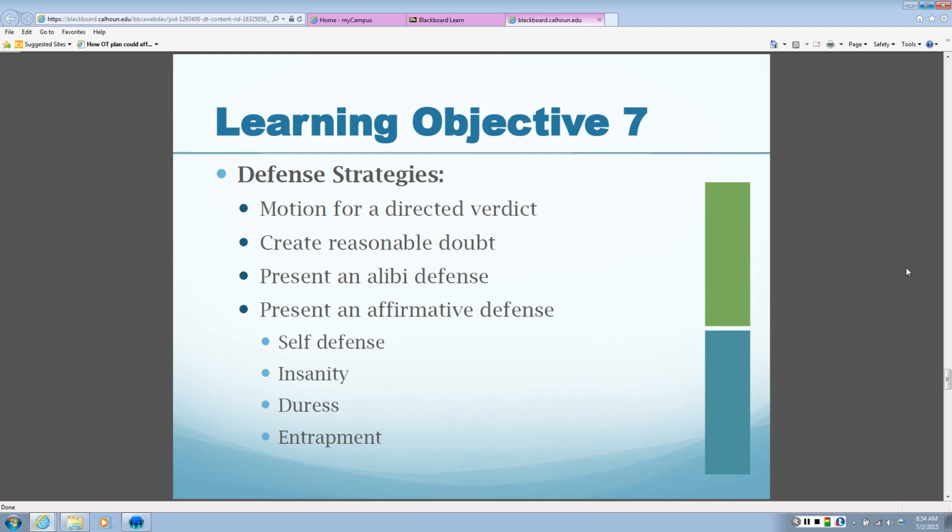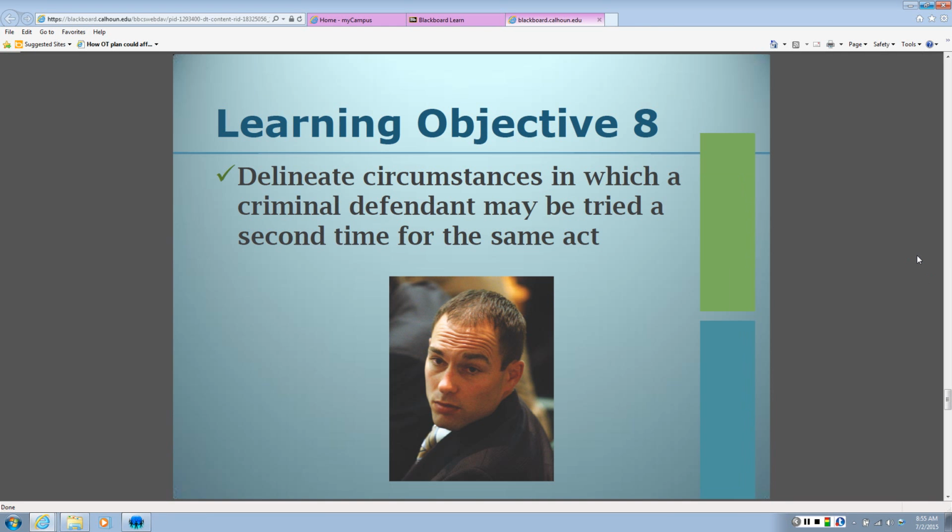Insanity: TV likes you to believe that the insanity defense is very common. It actually is only tried in about 10% of cases, and it's probably only successful in about 1% of all the cases it's tried in. It's very rarely a successful defense. And then, of course, you get self-defense. That one's kind of a toss-up as to whether the jury's going to buy into that or not.